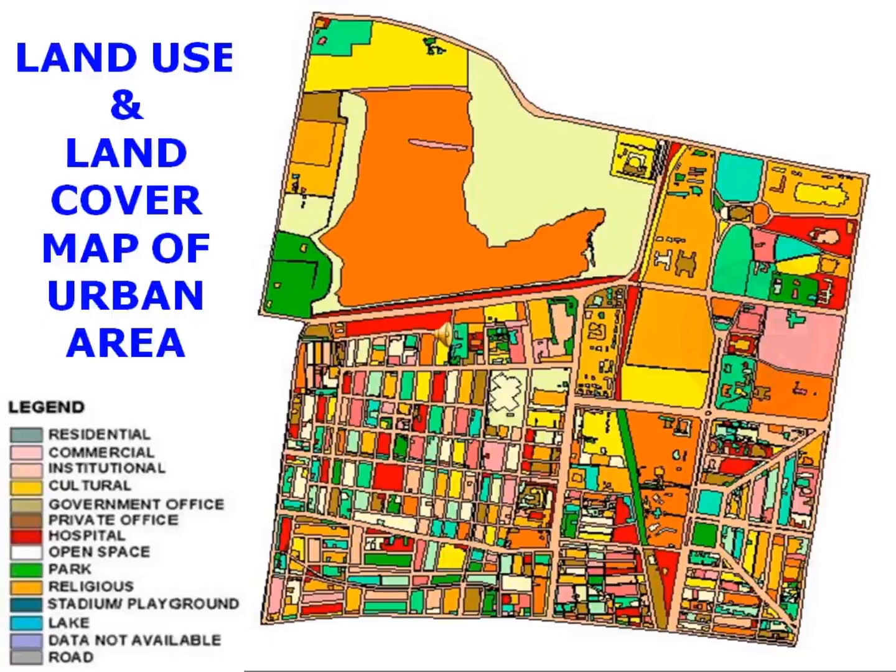Let us consider part of an urban area showing the different land use and land cover patterns such as residential layout, park, playgrounds, water bodies, government buildings with different colors, which can be very easily identified from a GIS map.